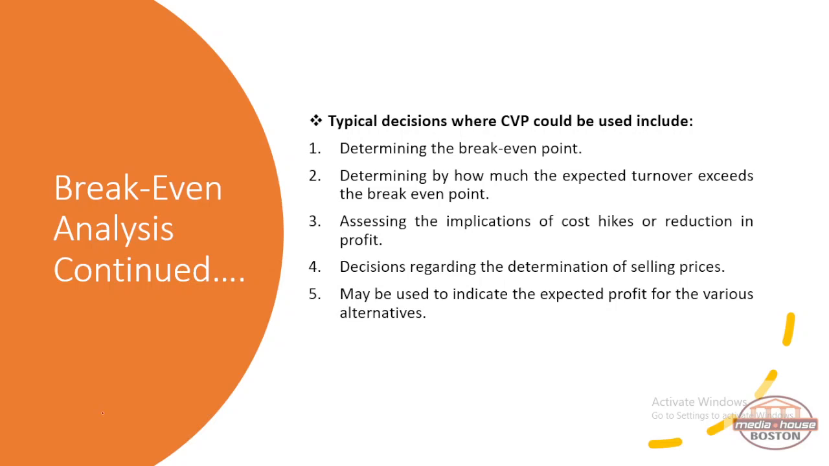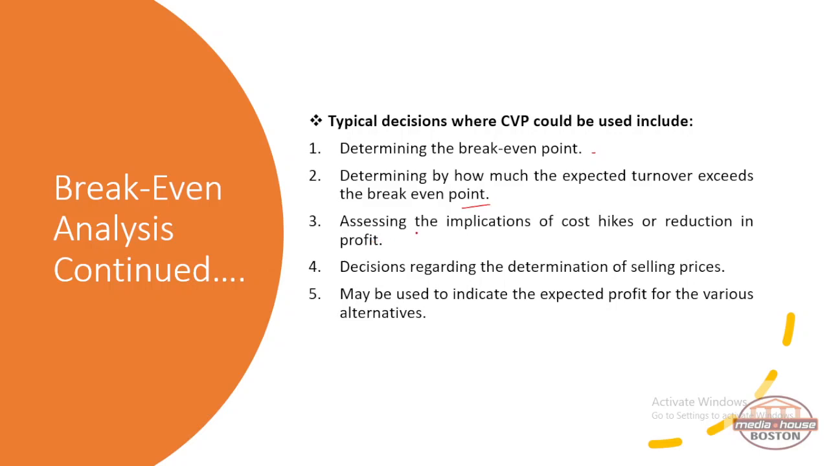So here it says that break-even analysis is typically a decision where CVP should be included to determine the break-even point. This is where we don't make any profit or loss. Then, to determine by how much the expected turnover exceeds the break-even point, we need to identify when our turnover will start exceeding our total cost and then we start making profit.